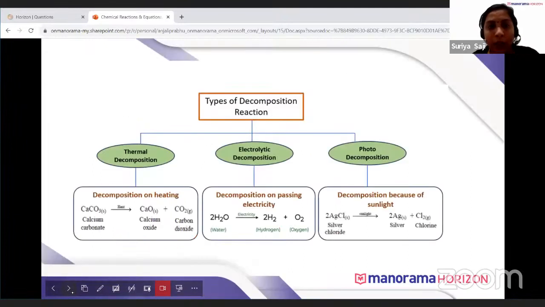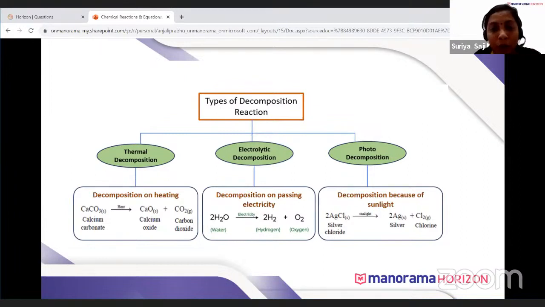So we'll see there are three different types of decomposition reaction: thermal decomposition, electrolytic decomposition, and photo decomposition. In thermal decomposition, the decomposition takes place by the use of heat. Considering electrolytic decomposition, if decomposition happens by the use of electricity, then we will call it electrolytic decomposition. If we are using light for the decomposition of a substance, then we will call it photo decomposition. So there are mainly three types of decomposition reaction based on the mechanism by which the decomposition occurs.